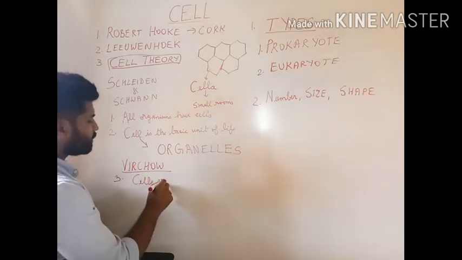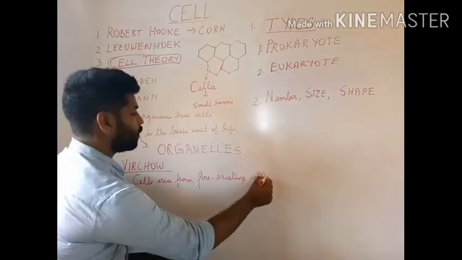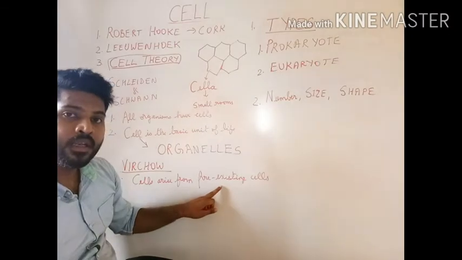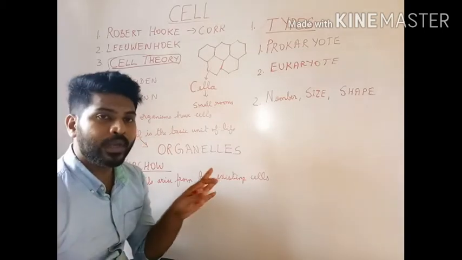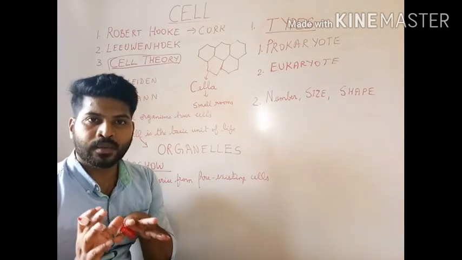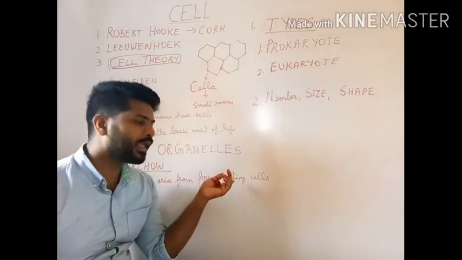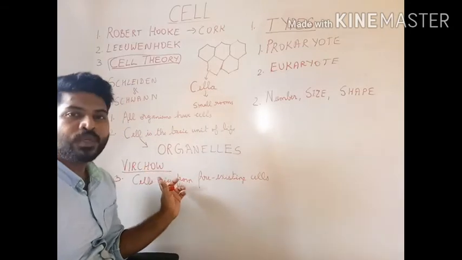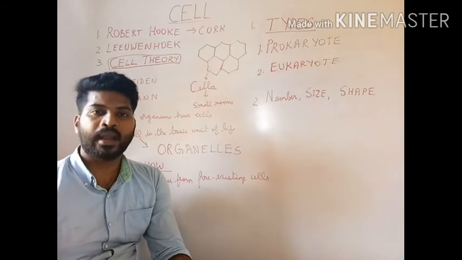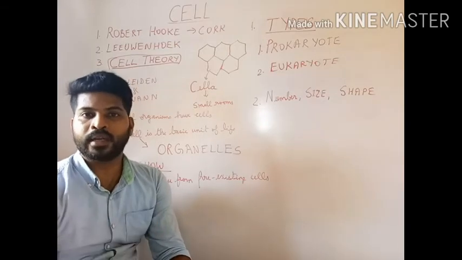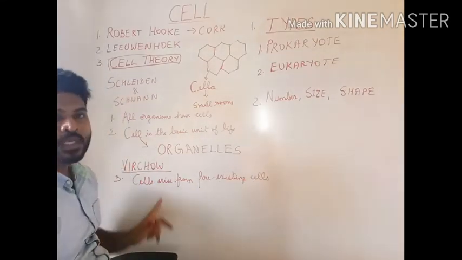Cells arise from pre-existing cells. What does it mean? One cell will give rise to another cell. It also tells you a very important property of cells, that is their ability to divide. Only when a cell can divide can it produce a new cell. Every day we lose hundreds of thousands of cells, and in their place new cells are created. That is because cells can divide and give rise to new cells.